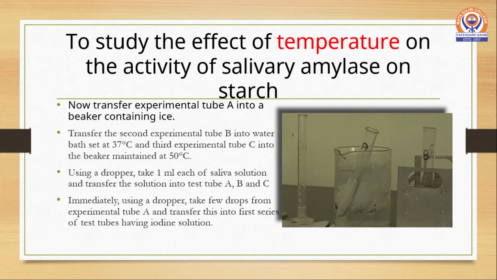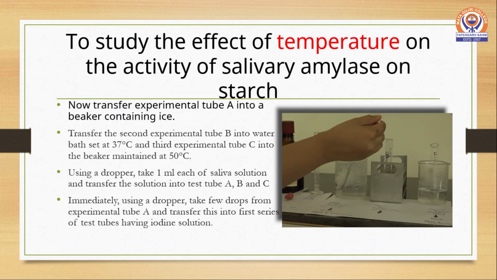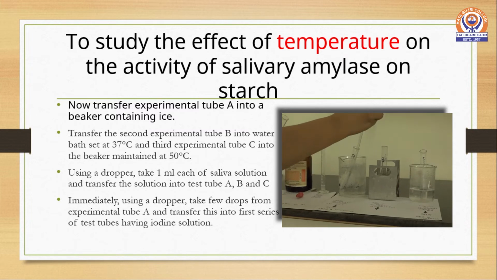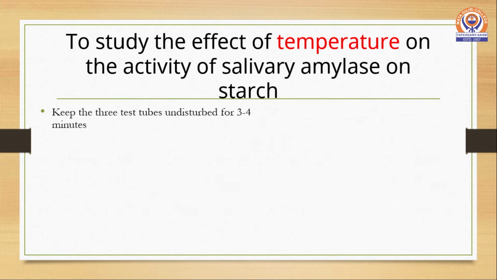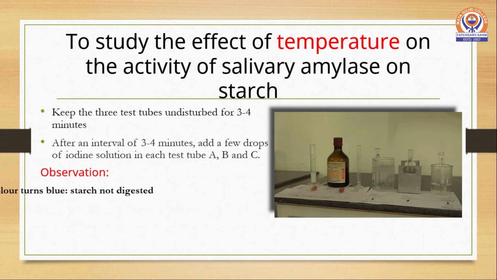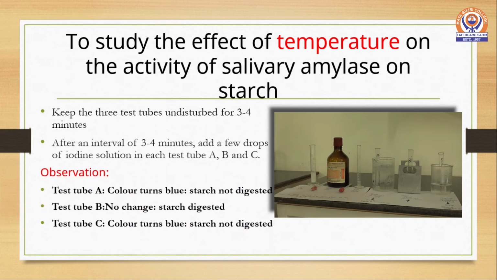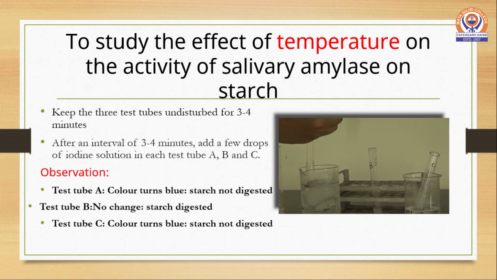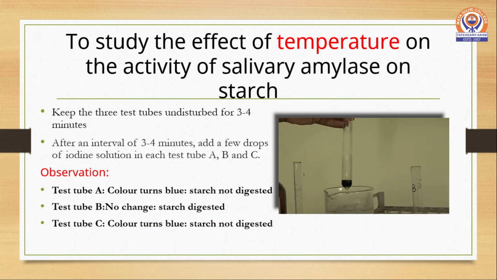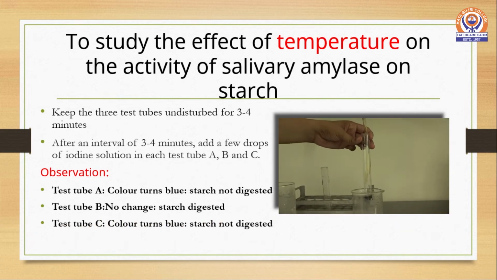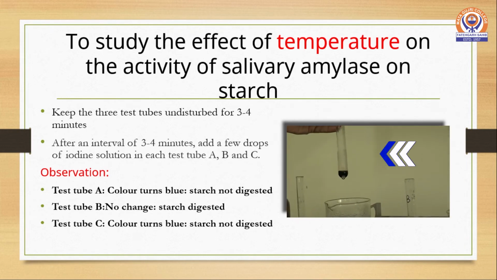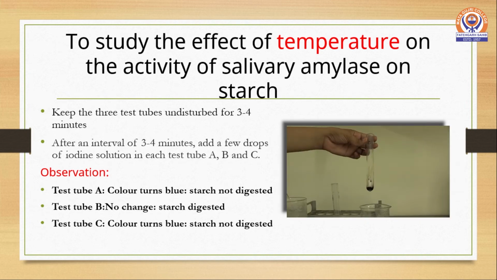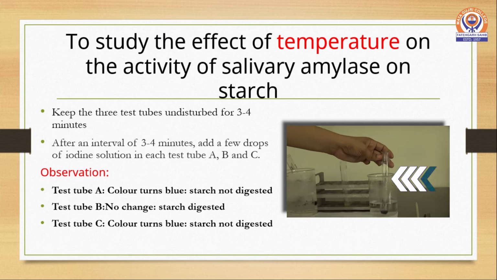Using a dropper, take 1 milliliter of saliva solution and transfer it into each of test tubes A, B, and C. Now keep the 3 test tubes undisturbed for 3 to 4 minutes and let the salivary amylase digest the starch. After an interval of 3 to 4 minutes, add a few drops of iodine solution in each test tube A, B, and C. Test tube A, color turns blue. In test tube B, no change, while in test tube C, the color turns blue.